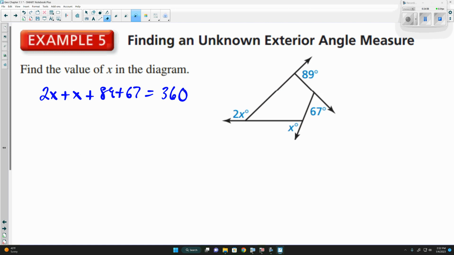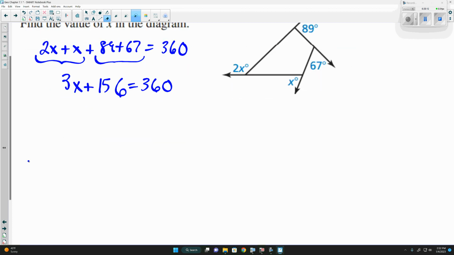So here, we can add like terms together. 2x plus x is 3x plus 89 plus 67, like terms. Carry the 1 is 156 is 360. Exactly. Get x by itself, so we would.